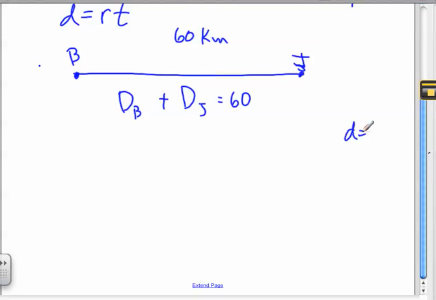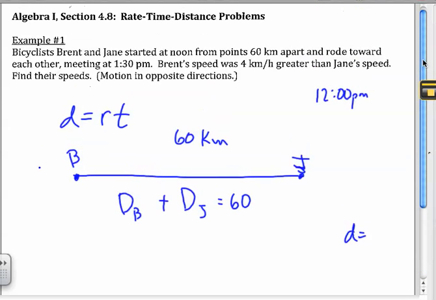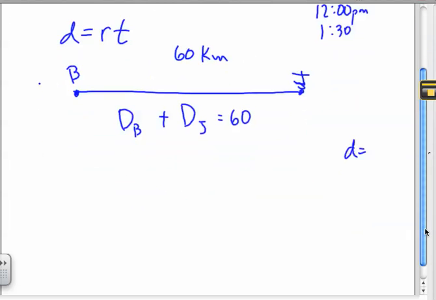Now, let's say that Jane's distance, her rate times time. Well, what's the time? They start at 12, but they ride until 1:30. So what's the time? Or 1.5? Can we say that? Okay. So I'm going to say that Jane's distance is 1.5 times R. Do you see that that's R times T? T is 1.5, right?